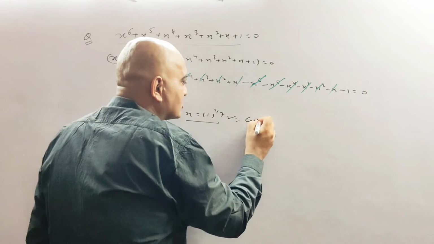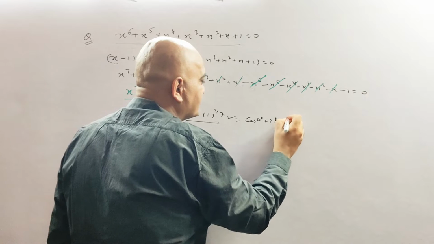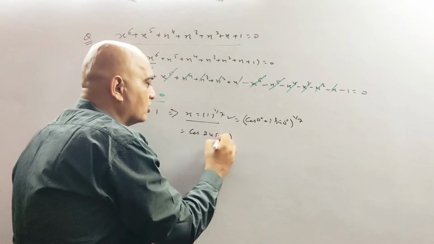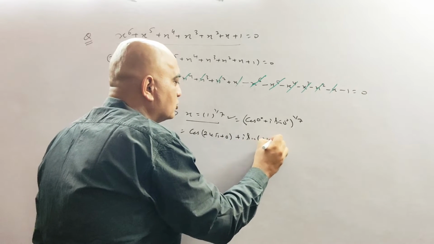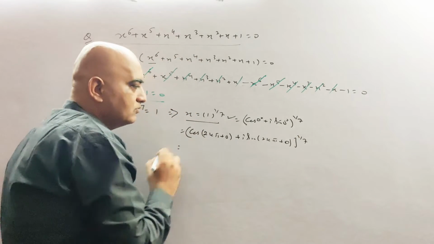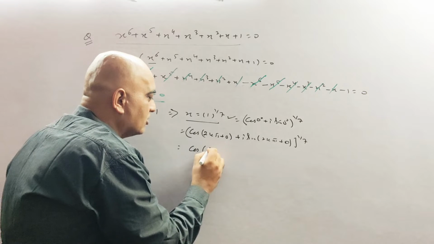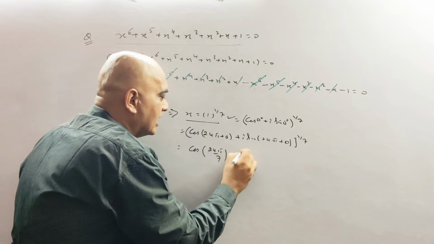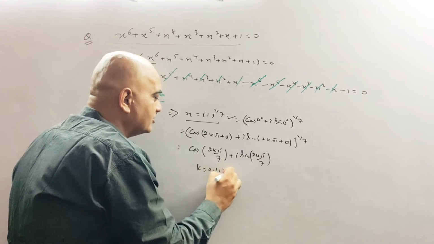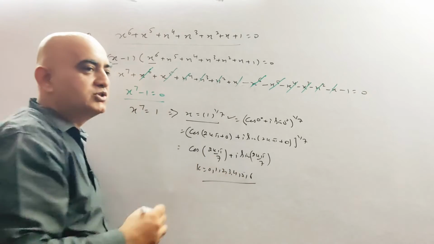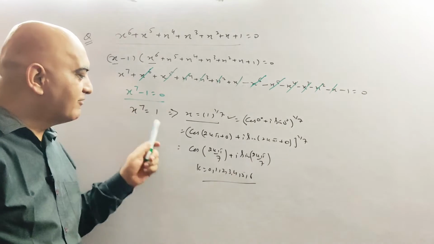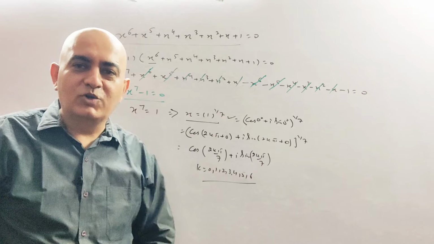And 1 can be written as cos 0 plus iota sine of 0, raised to the power 1 upon 7. We can write it as cos of 2k pi plus 0 plus iota sine of 2k pi plus 0, raised to the power 1 upon 7. Right? In this way, cos of 2k pi by 7 plus iota sine of 2k pi by 7, and k will be 0, 1, 2, 3, 4, 5, 6 because we can calculate the seventh root of unity, right? The seventh root of unity means the values of k are moving from 0 to 6.